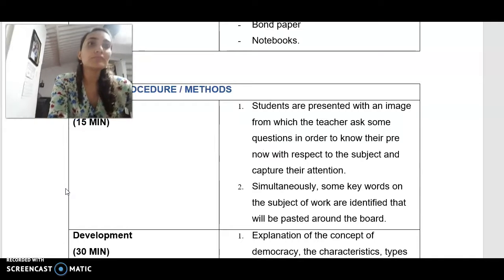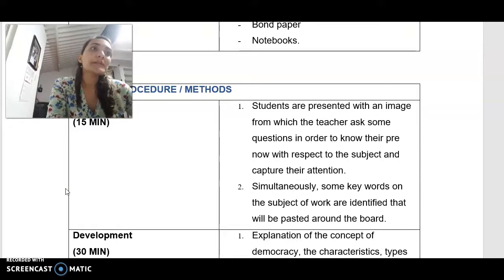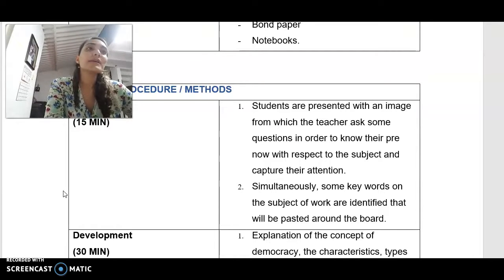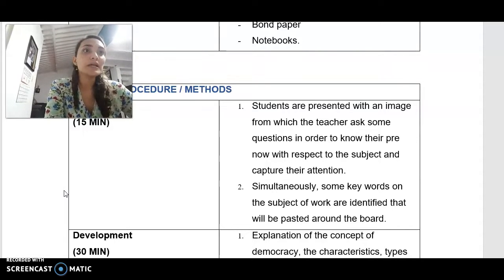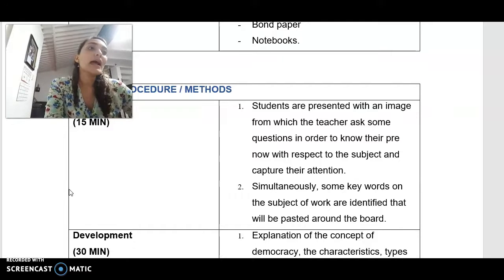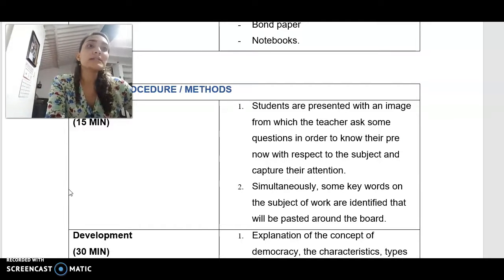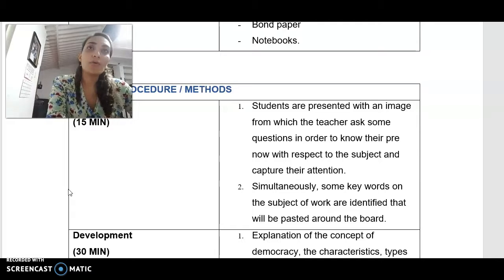Introduction. Students are presented with an image from which the teacher asks some questions in order to know their previous knowledge with respect to the subject and capture their attention. Some key words related to the subject are identified and will be placed around the board.